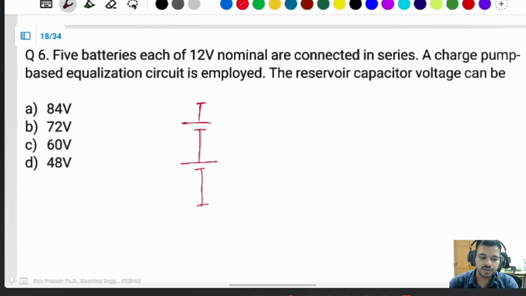Then if you want to equalize them between the two, you can simply use a series resistance, a shunt resistance, to discharge the battery that has the higher SOC. Another thing you can do is transfer energy from the higher battery to the lower battery, or transfer energy from the higher battery to the pack of the battery, or directly charge from the pack to the lower battery. Pack means the whole combination of this one.